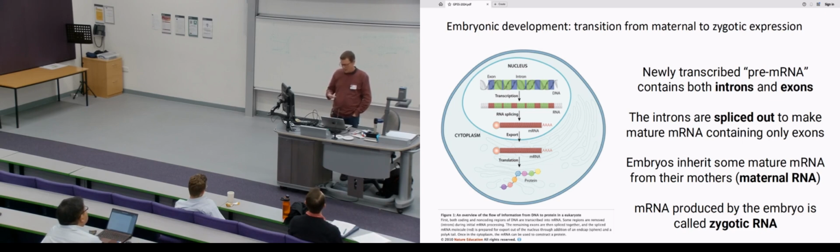And then the other thing about that is that when the RNA is new, sort of newly produced, it has introns, and the introns have to be removed by a process called splicing.